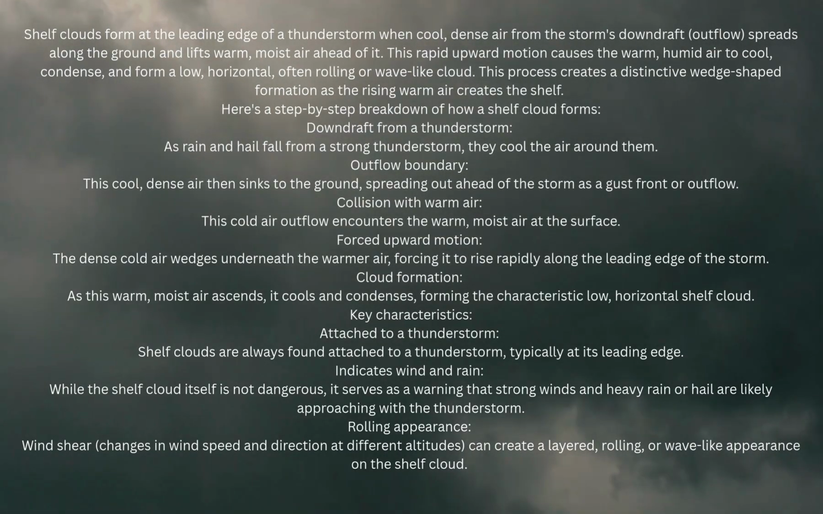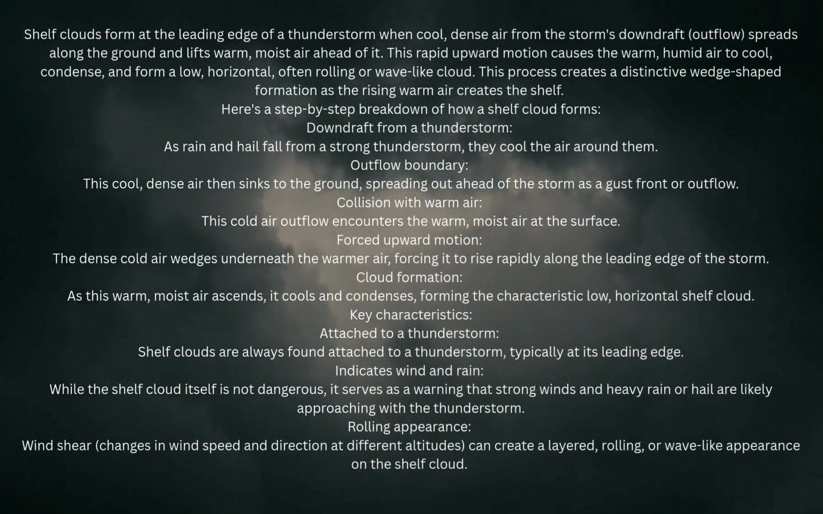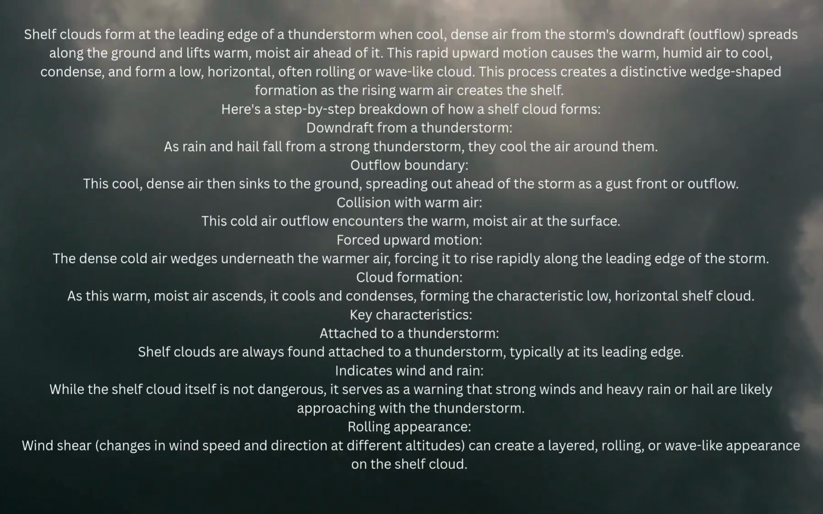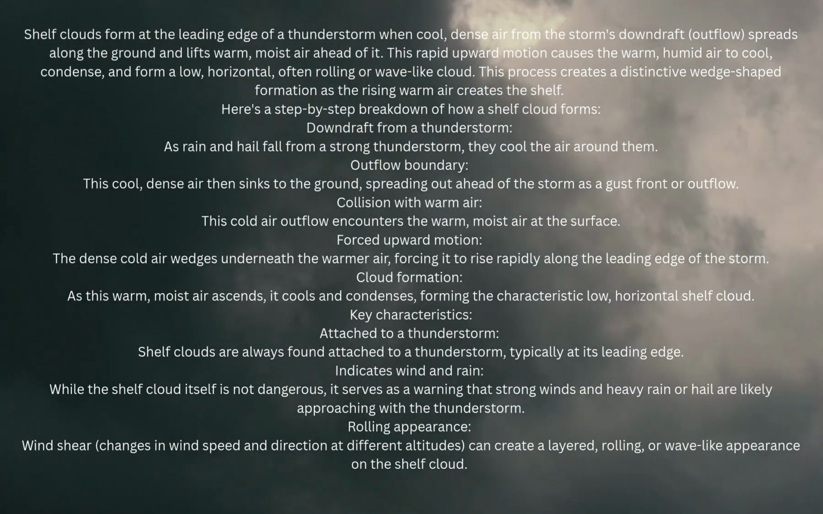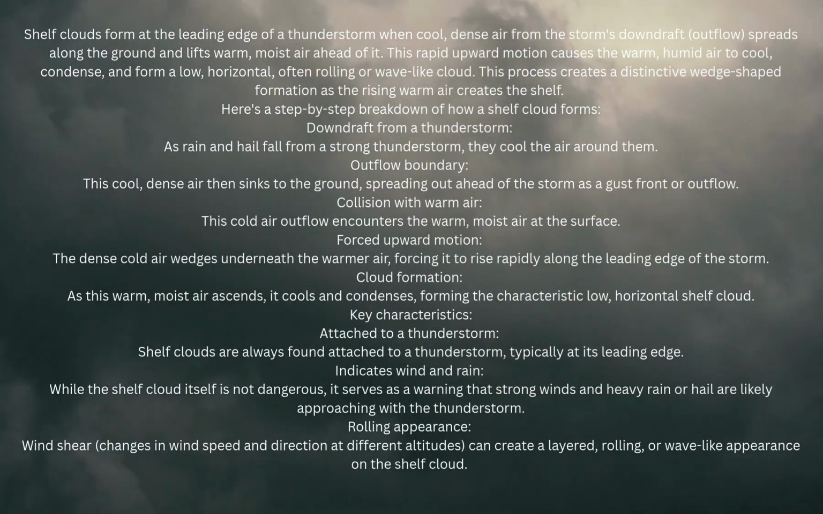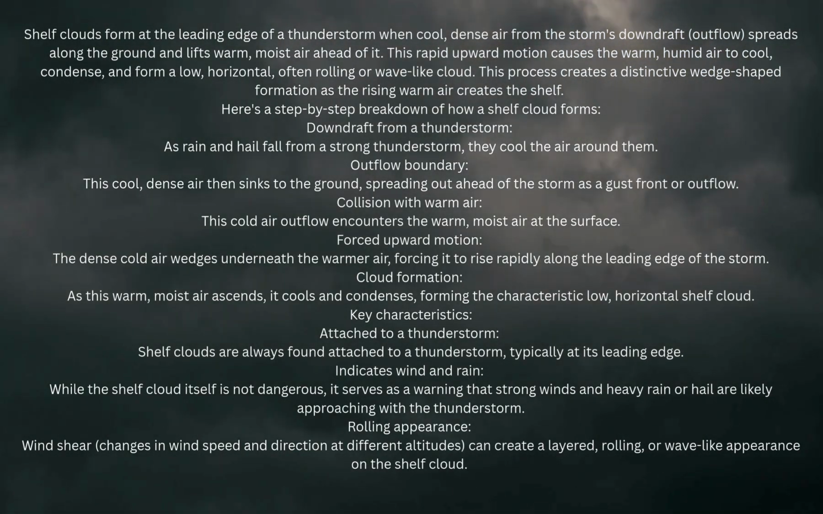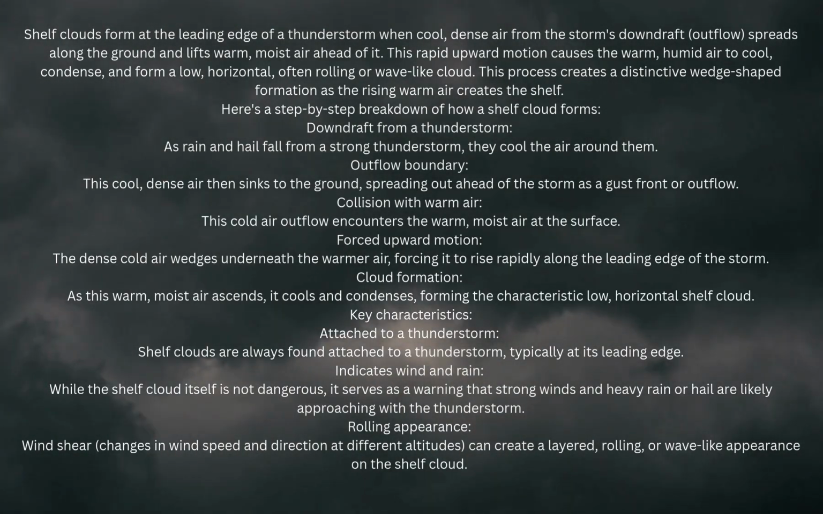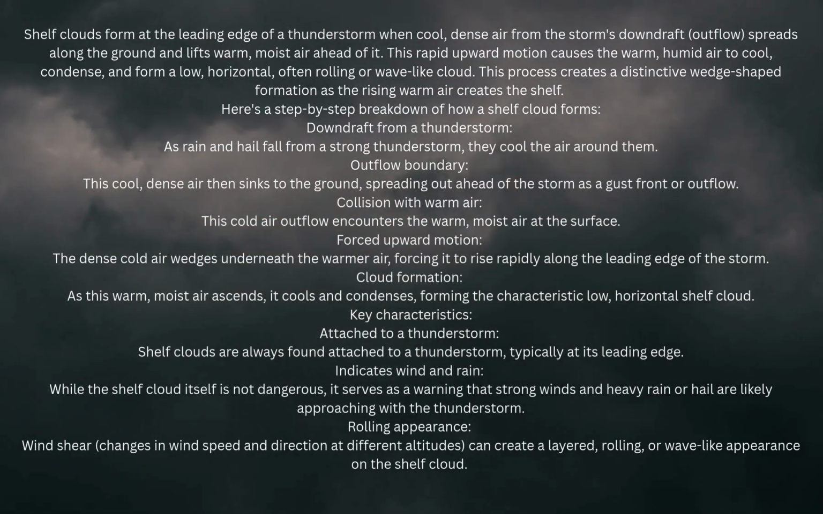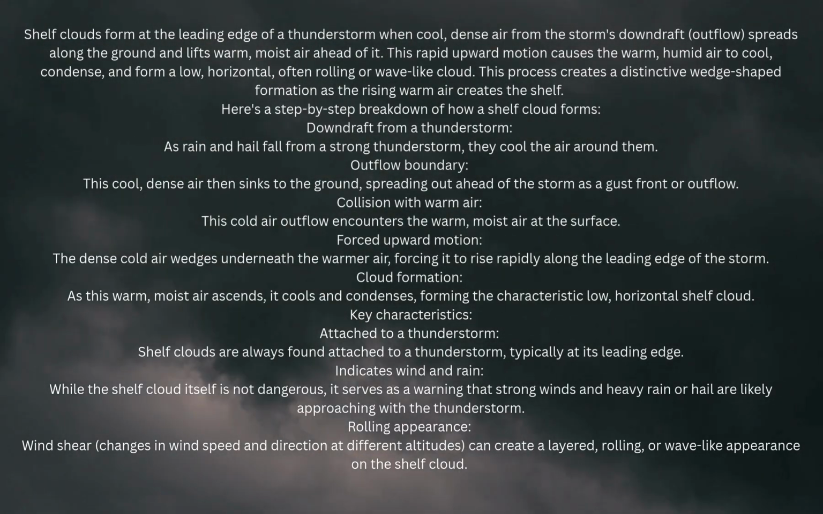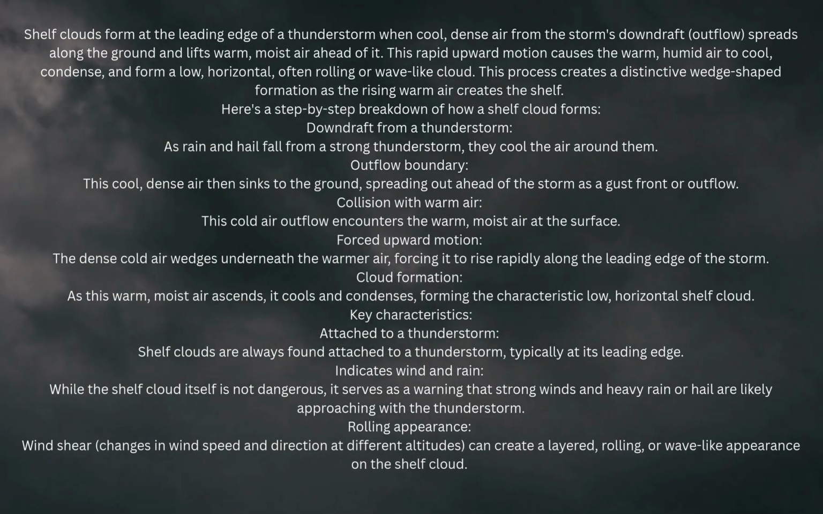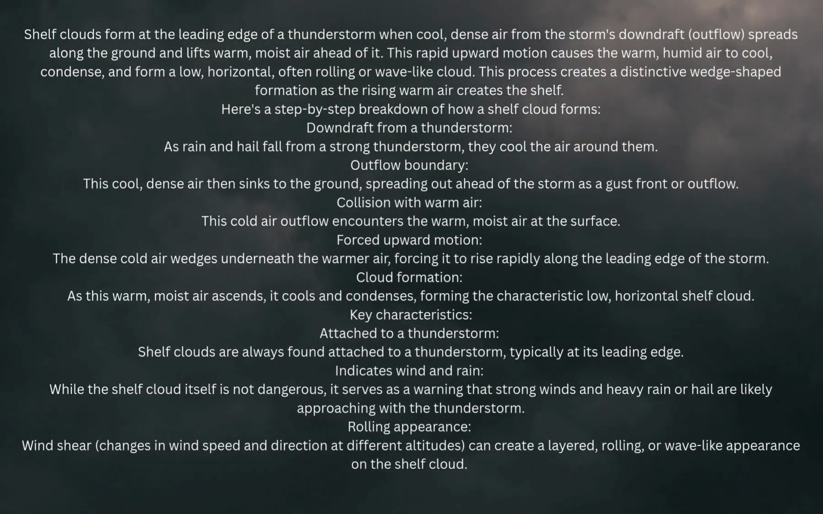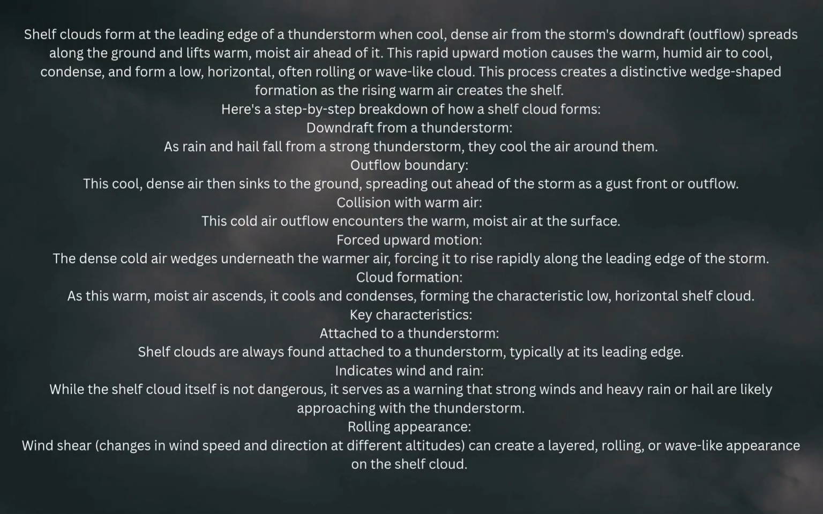Key characteristics. Attached to a thunderstorm. Shelf clouds are always found attached to a thunderstorm, typically at its leading edge. Indicates wind and rain. While the shelf cloud itself is not dangerous, it serves as a warning that strong winds and heavy rain or hail are likely approaching with the thunderstorm. Rolling appearance. Wind shear, changes in wind speed and direction at different altitudes, can create a layered, rolling, or wave-like appearance on the shelf cloud.